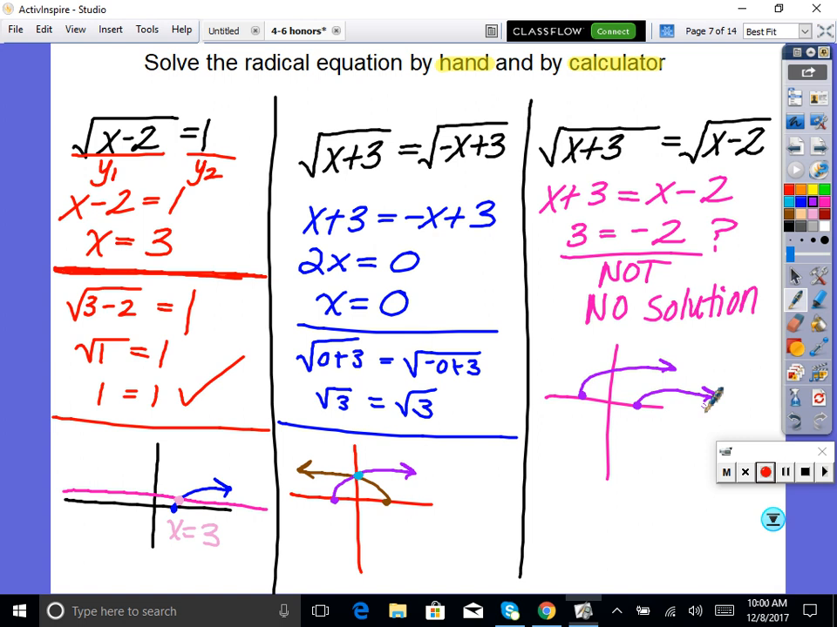So that's no solution. Cool, right? Okay, so do that next section there.